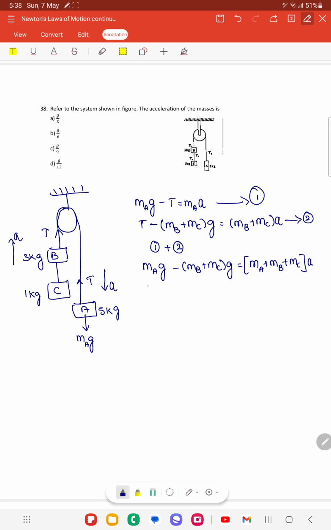Substituting the values, we have MA is 5 into G minus MB plus MC is 4G, which is equals to 5 plus 3 plus 1 into A, that is 5G minus 4G, which is equals to G, which is 9 into A, or A is equals to G by 9 meter per second square. So option C is the right answer.